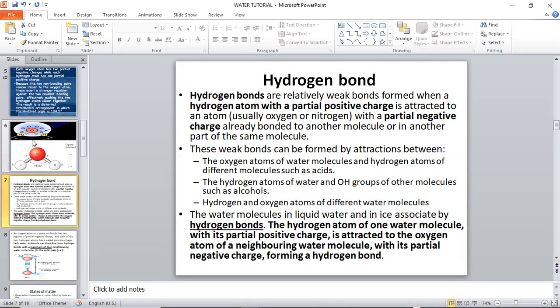So basically, when we look at the liquid state of water and also the solid state of water, we find that water is associated with hydrogen bonds. The hydrogen atom of one water molecule with its partial positive charge is attracted to the oxygen atom of a neighboring water molecule with its partial negative charge, forming a hydrogen bond.